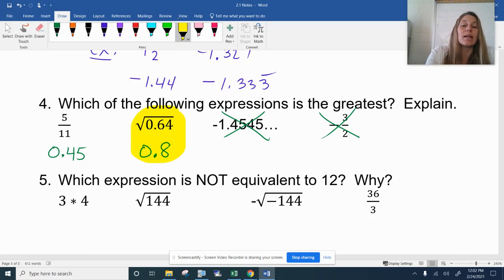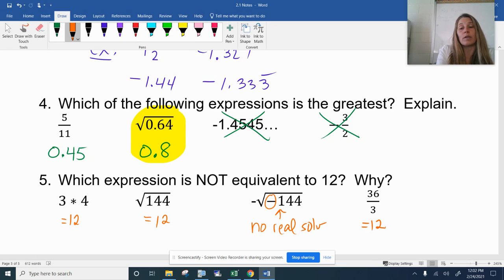Which expression is not equivalent to 12? Well, 3 times 4 equals 12. The square root of 144 equals 12. 36 divided by 3 equals 12. However, this one, because of that negative inside, there is no real solution for this one. So clearly this one is not equivalent to 12.